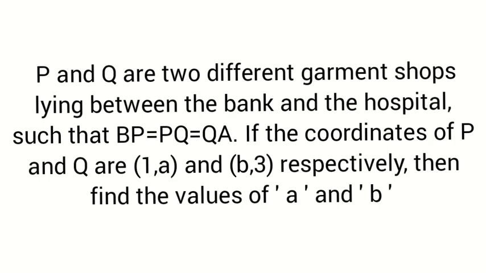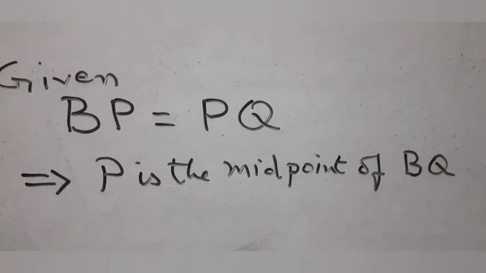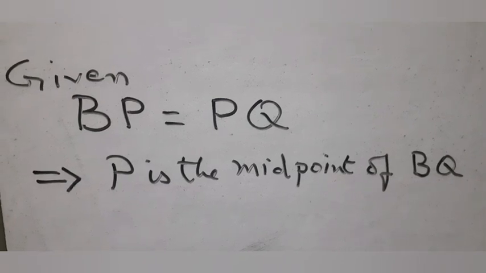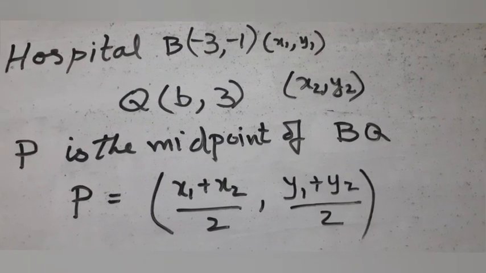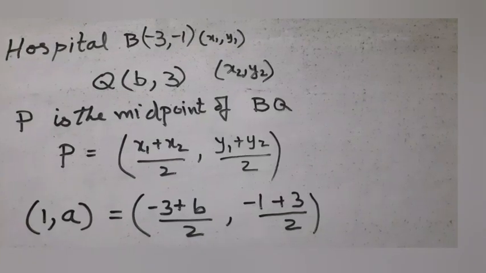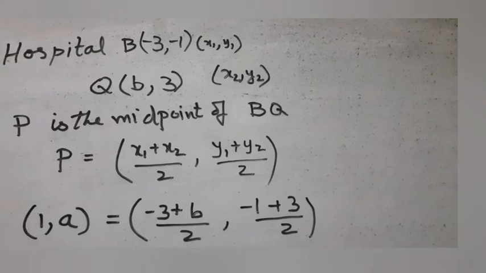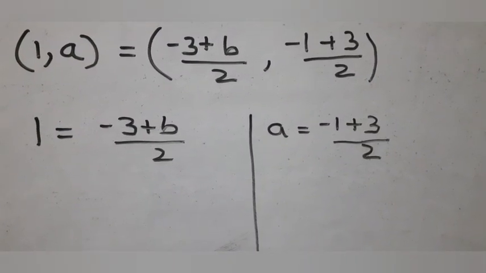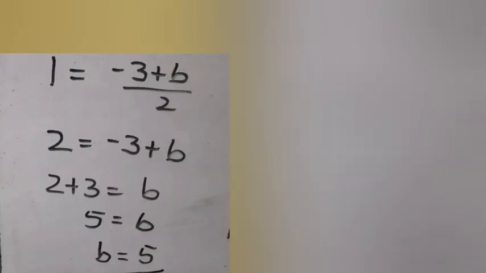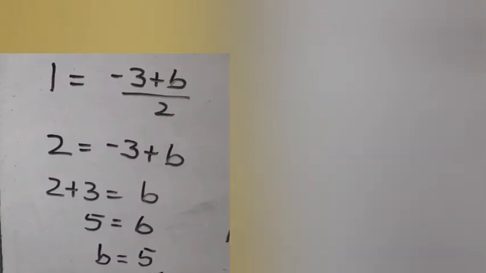Since B, P, Q, A are in a straight line, BP equal to PQ means P is the midpoint of BQ. So we apply the midpoint formula to find the midpoint of BQ and compare that with the coordinate for P that is given, that is 1, A. Compare x coordinates separately, y coordinates separately, solve to find B and A. So we get B equal to 5 and A equal to 1.